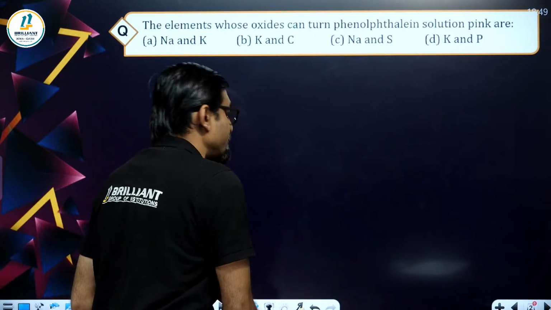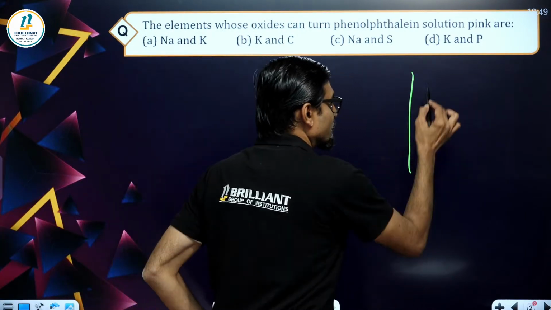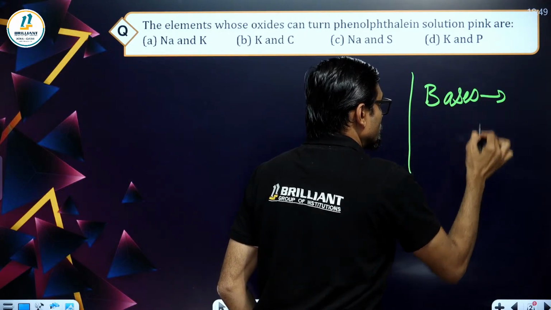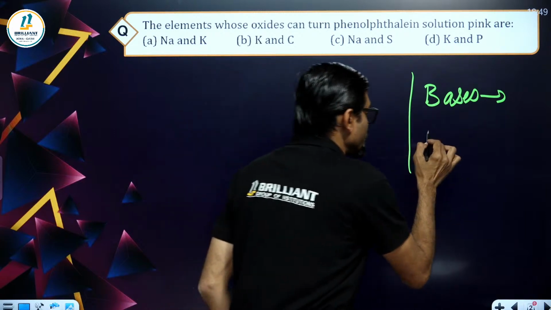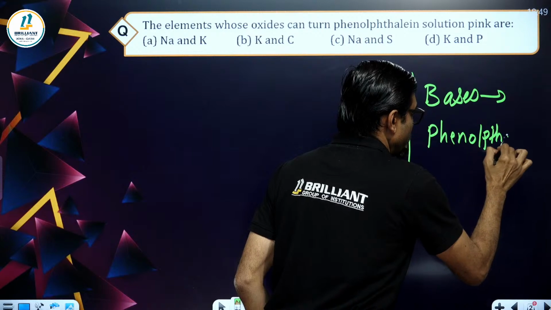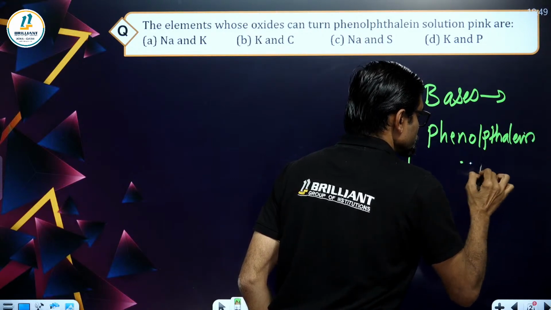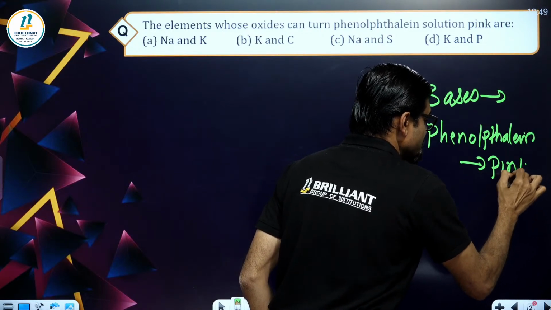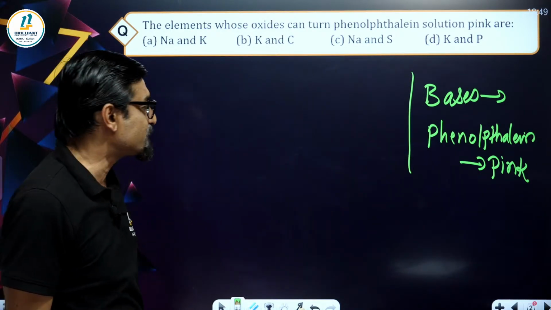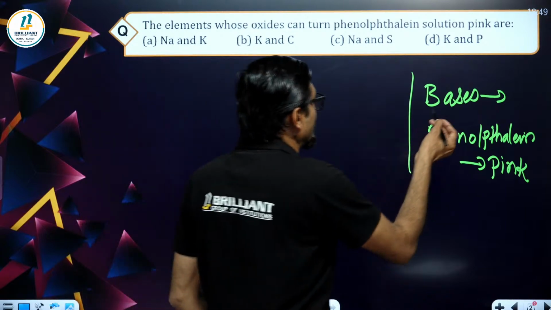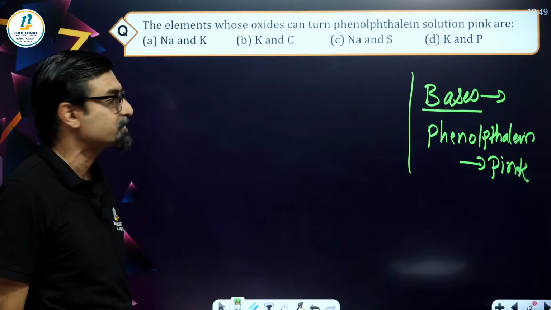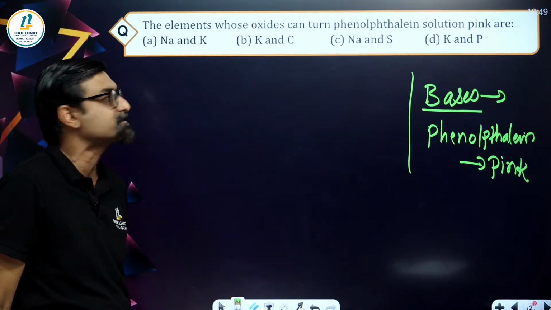We have already studied that bases will convert phenolphthalein to pink, whereas acids or acidic oxides do not have any action. So let us identify which are the metals that give bases in their oxide state. Let us analyze what metals and non-metals are given here.